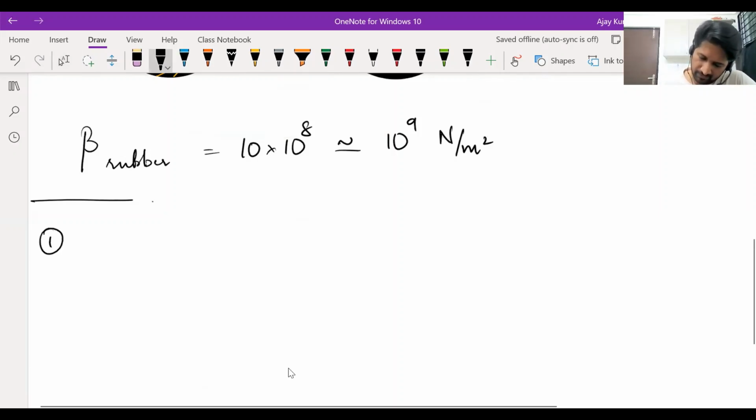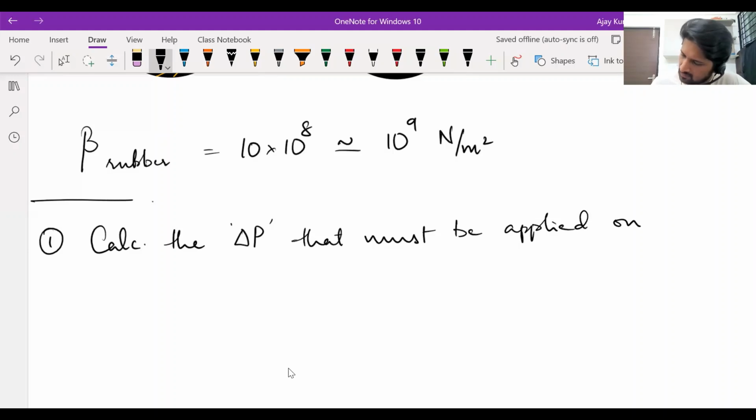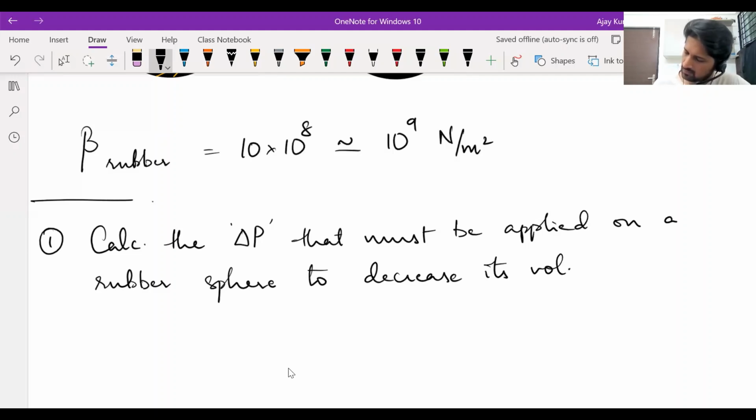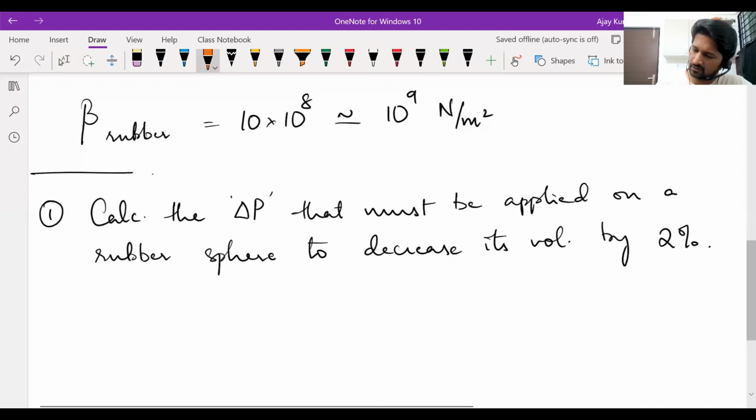So first question. Calculate the change in pressure that must be applied on a rubber sphere to decrease its volume by 2%. You use this bulk modulus of rubber, 10 power 9 Newton per meter square.